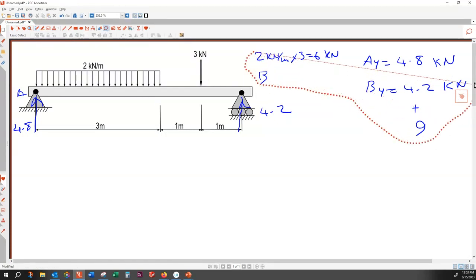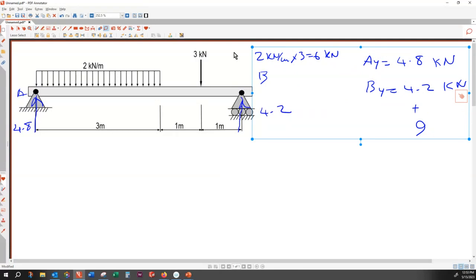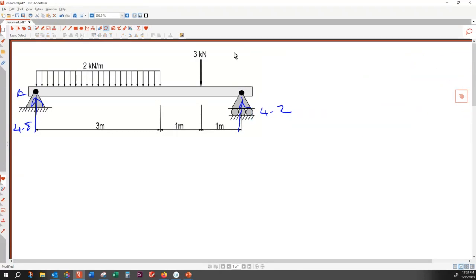In case you want to do the same as Darcy did, you just lump the 6 kilonewton force right at the centroid of that distribution, which is 1.5 meters from the left. And then we apply the conditions on the free body diagram with two vertical reactions. We apply the condition of net rotation with respect to A equal to 0, which gives you BY. And then the second relationship would be net rotation with respect to B equal to 0, which gives you AY equal to 4.8 kilonewton.